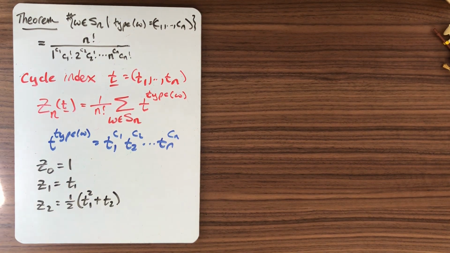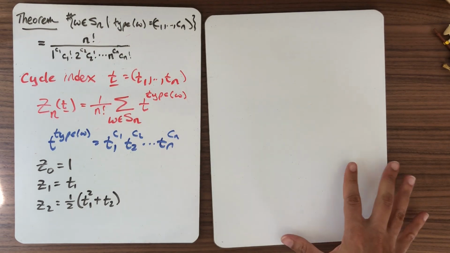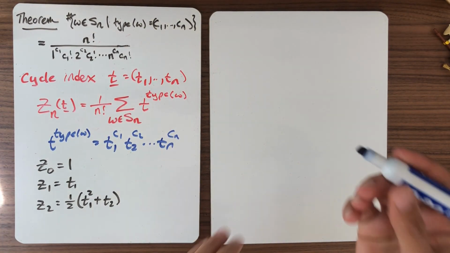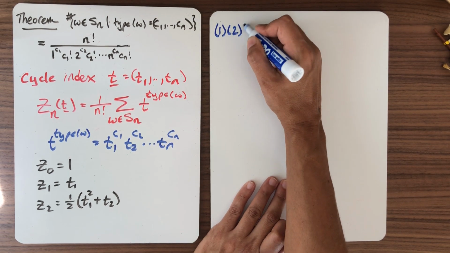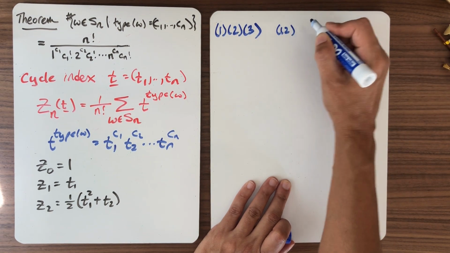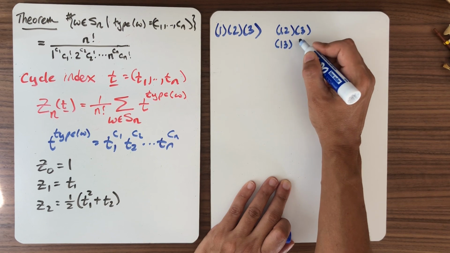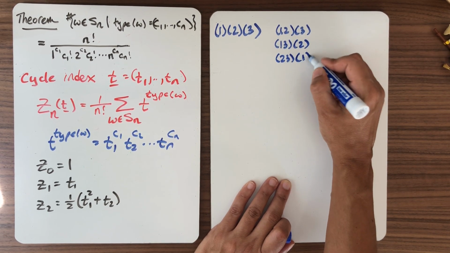But once we start getting up to 3 cycles, it's a little more exciting. So for this, let me write down the permutations of 3 in cycle notation. So we have the identity, right? And then we can think of the transpositions. So (1 2), and don't forget to write your fixed points so that you can see them. (1 3), that's a different transposition. (2 3), that's a different transposition.